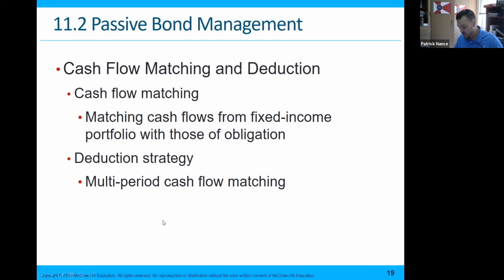All right, cash flow matching. That says deduction. The book says dedication. I think they mean dedication. I think this is a typo on the slide here. It is dedication. But cash flow matching matches cash flows from a fixed income portfolio with those of obligations. So if we have a portfolio and we know that we're going to owe, say, bond payments, if we're the company that is selling the bond, we can match cash flow from one to the other.